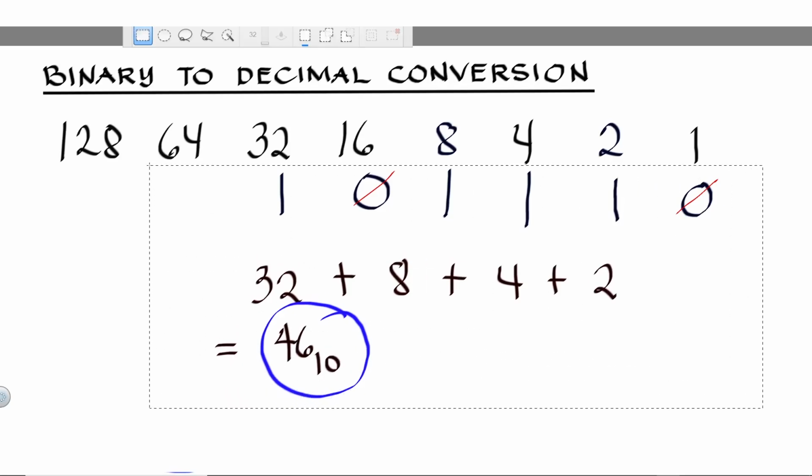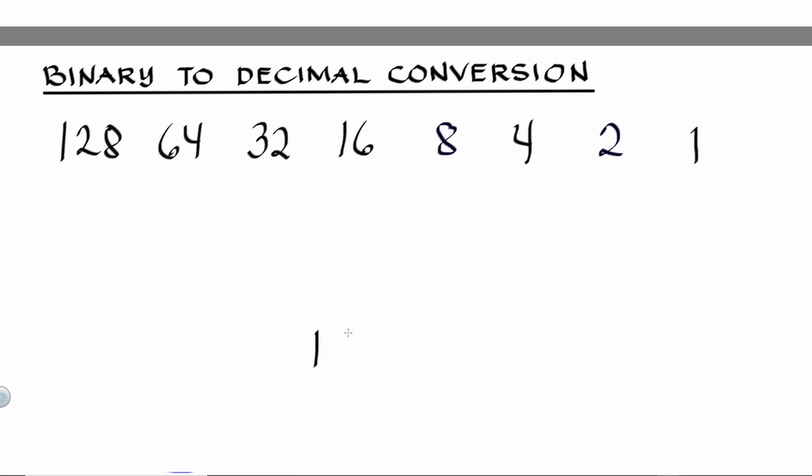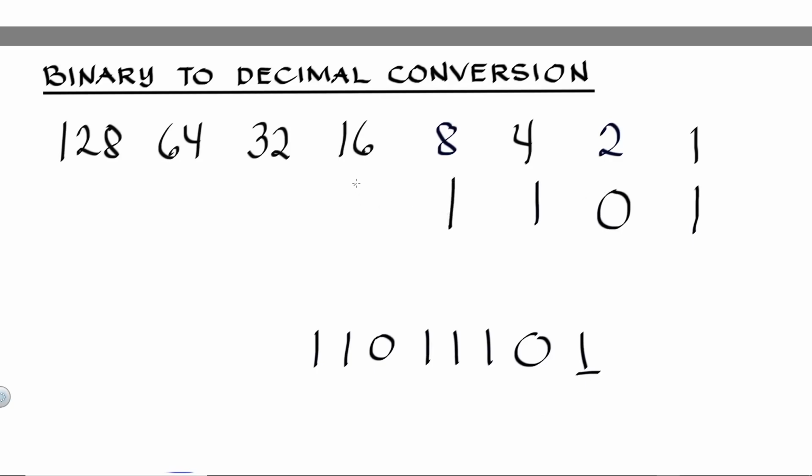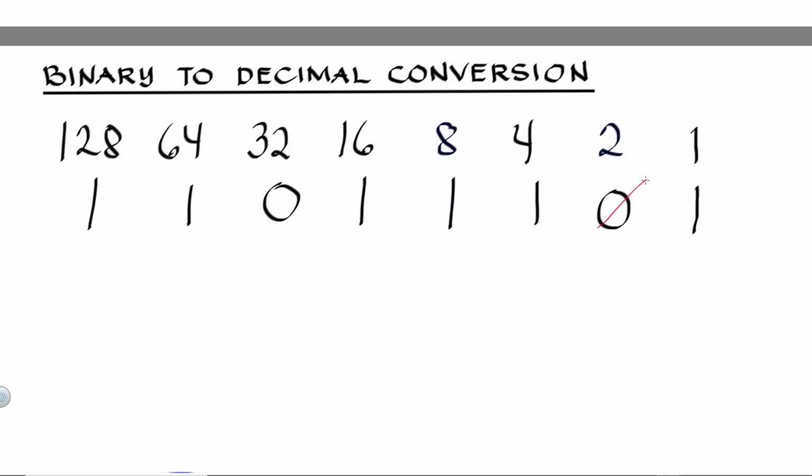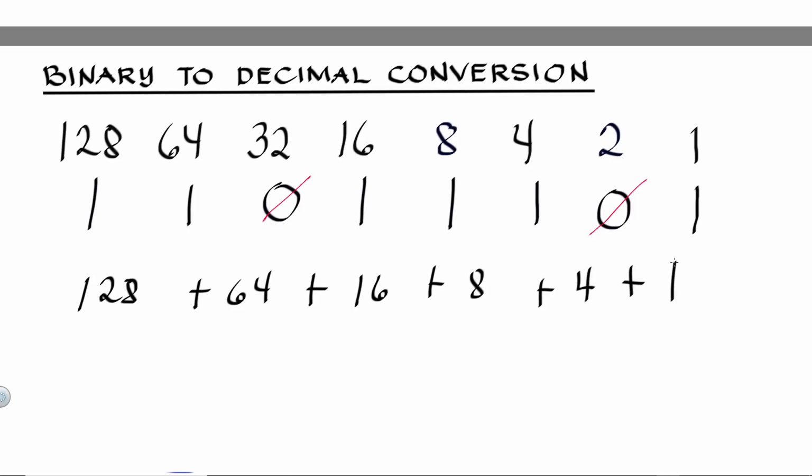And for our third example, we have 1, 1, 0, 1, 1, 1, 0, 1. So we will write 1 under the rightmost digit, then 0, 1, 1, 1, 0, 1, 1. Then cancel 0 digits and ignore the numbers associated with them. Then add up the numbers with 1. So 128 plus 64 plus 16 plus 8 plus 4 and plus 1.